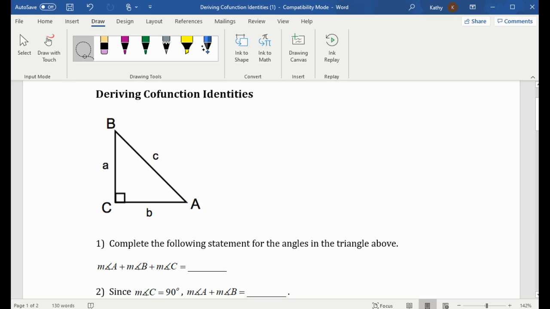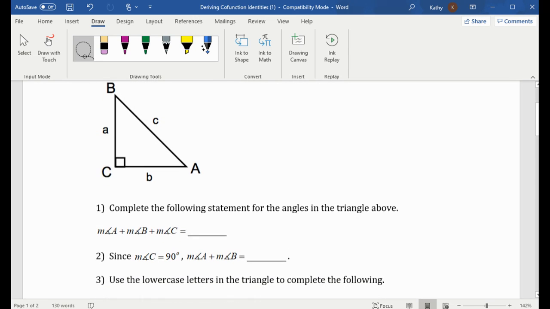Notes are going to go through deriving what the cofunction identities are. Cofunctions are two trig functions that have the same ratio based on the fact that they have complementary angles. So first we're looking at this triangle ABC, and we want to complete our statement.